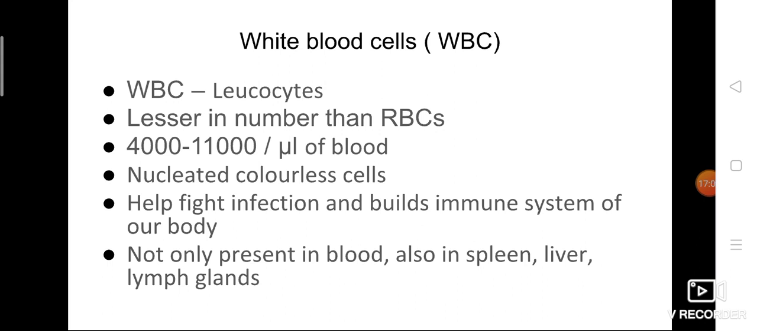And there are also different types of WBCs, with different shapes. But all RBCs are biconcave in shape. While if you take WBCs, there are some subdivisions, so they do not have the same shape. Okay. What is the main purpose of WBC? They fight against infection and build the immune system of our body.